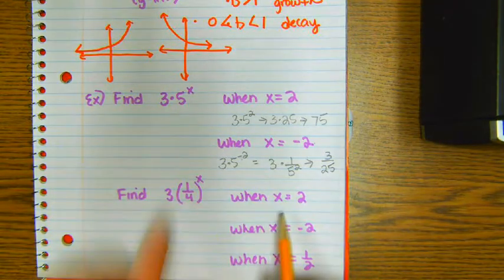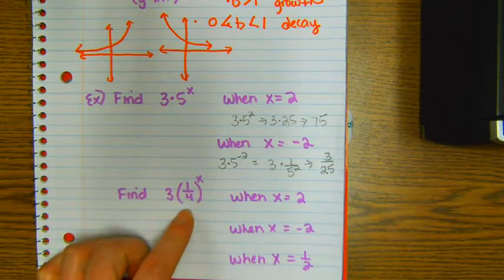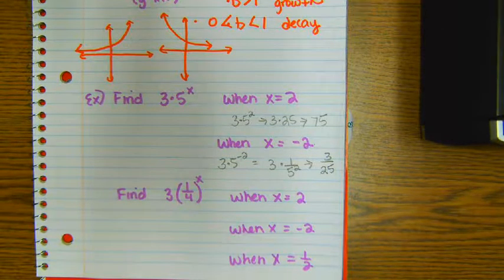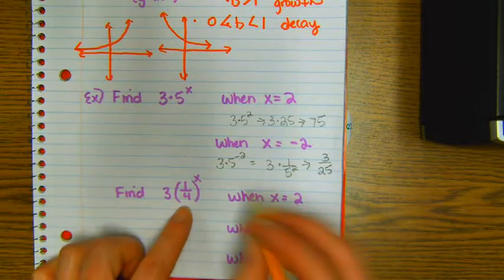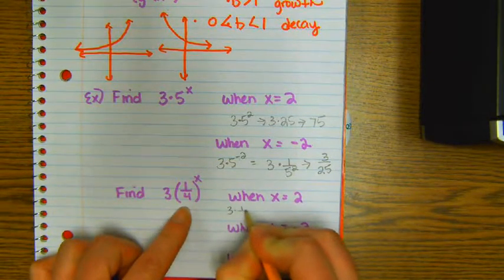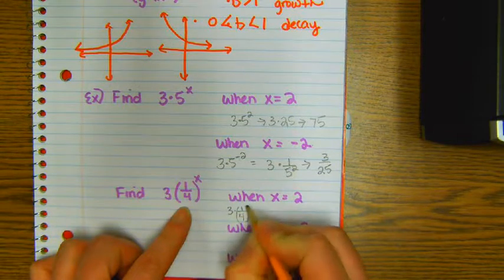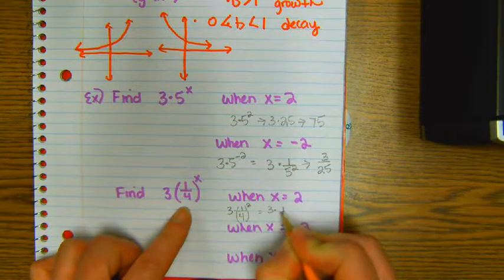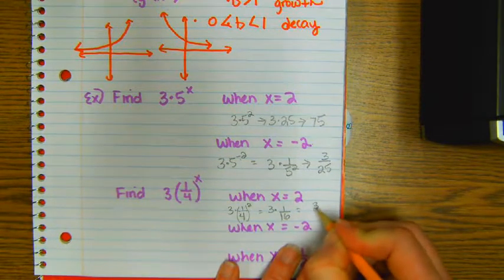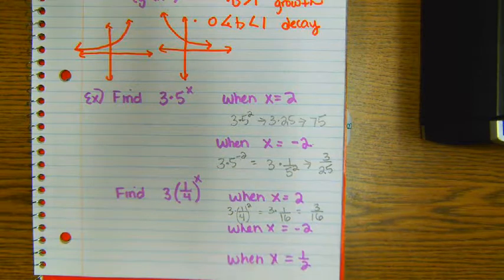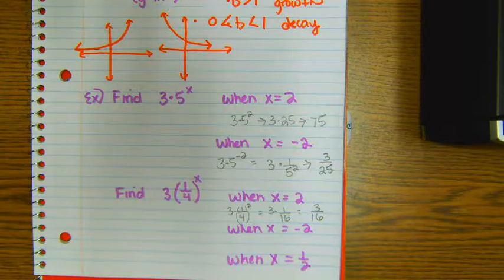All right, so when x equals 2, when we raise a fraction to a power, you raise the numerator and the denominator to that power. But what's the numerator? 1. So 1 to any power is still 1. Okay, so this would be 3 times 1/4 squared, which is 3 times 1/16, which as a fraction is 3/16. Getting that? All right, try the second one.